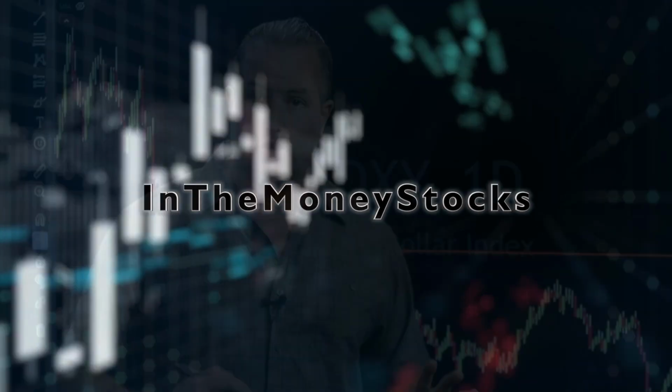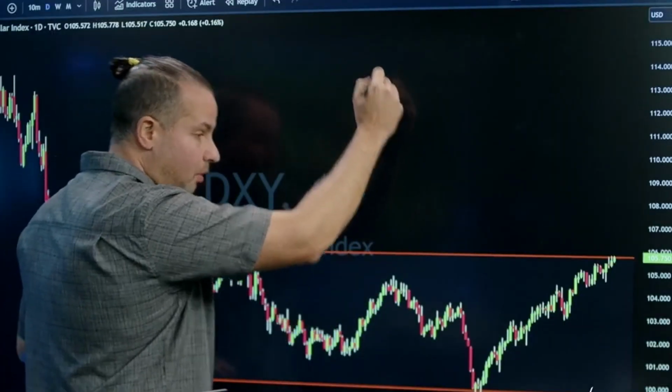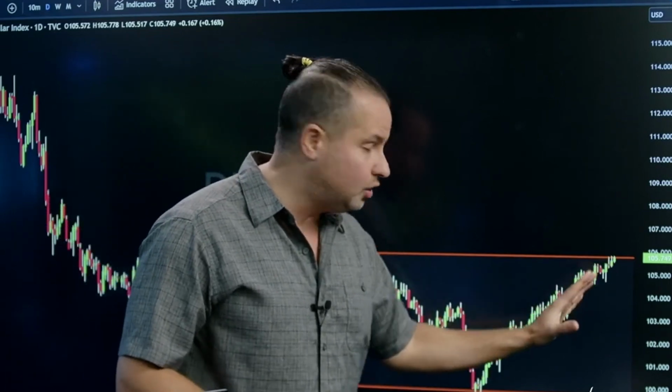This is the US dollar chart. Now, the reason why this is important is the market likes to move inverse to the dollar. If the dollar goes up, the markets go down, and that's the name of the game. So what's happening here, this is the daily chart of the dollar.